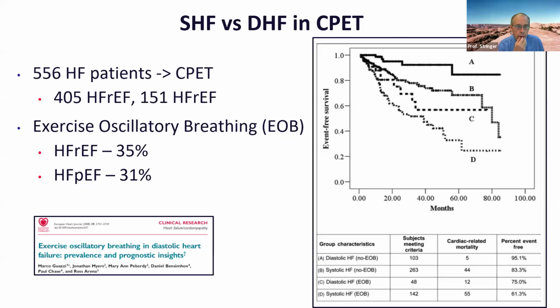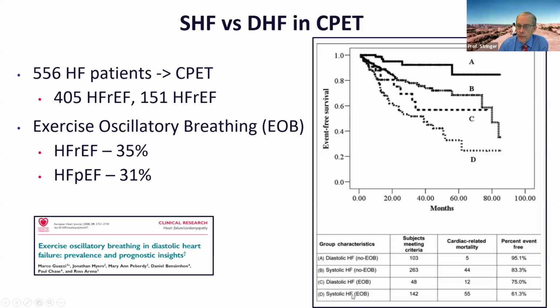This was about 500 patients that Dr. Guasi studied, also in Milan. He looked at them with either preserved or reduced ejection fraction, and about a third of them had oscillatory breathing at rest, which is obviously a pretty bad sign. What you can see is that people with what he called diastolic heart failure, or preserved ejection fraction, have the best outcomes up here, over about 5 to 6 years, maybe 7 actually. If you have systolic heart failure, it's a little bit less.